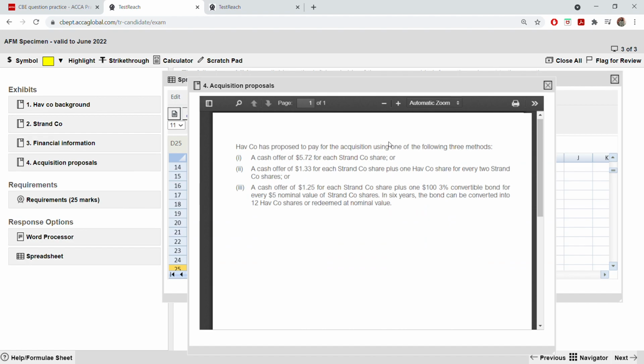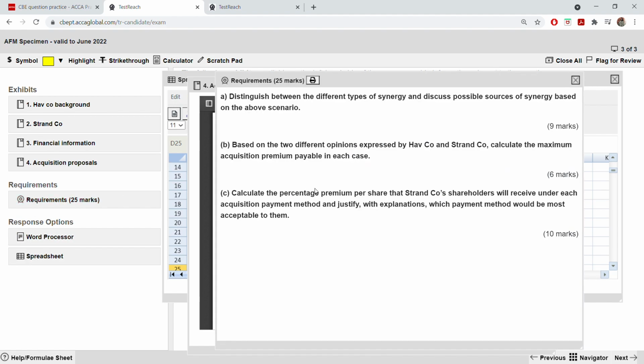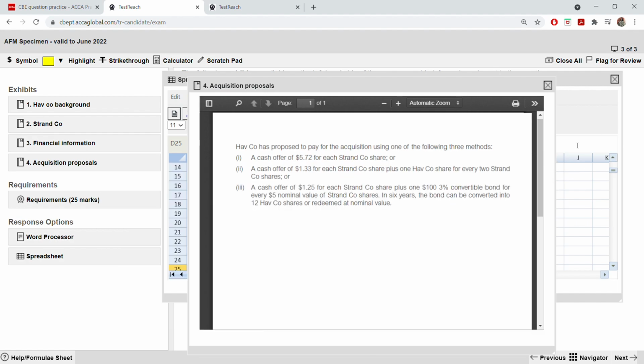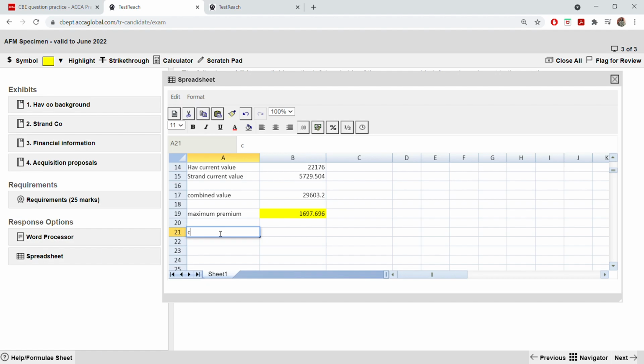For C we need the acquisition proposal. HAF has proposed to pay for the acquisition using one of the following three methods. The requirement asked you to calculate the percentage premium per share. Definitely you are going to pay a premium above the value of the company, but what is it in terms of percentage? You have to find out what Strength company shareholders will receive under each acquisition payment method and justify with explanations which payment would be most acceptable to them. The explanation part you are going to type in the word processor after you do all the calculations in Excel, but I am only focused on the Excel part of C.